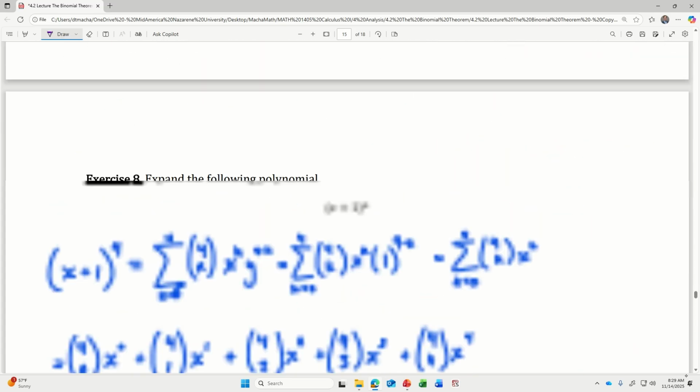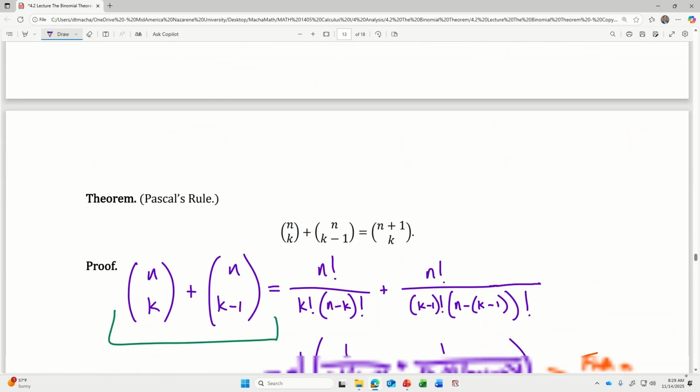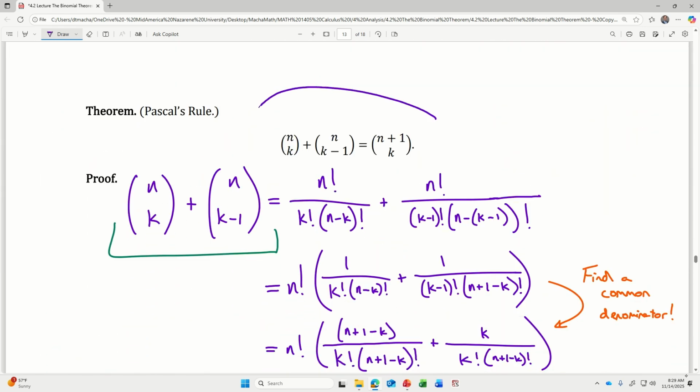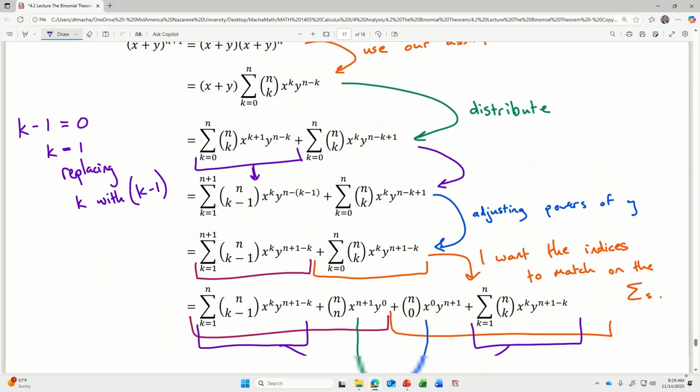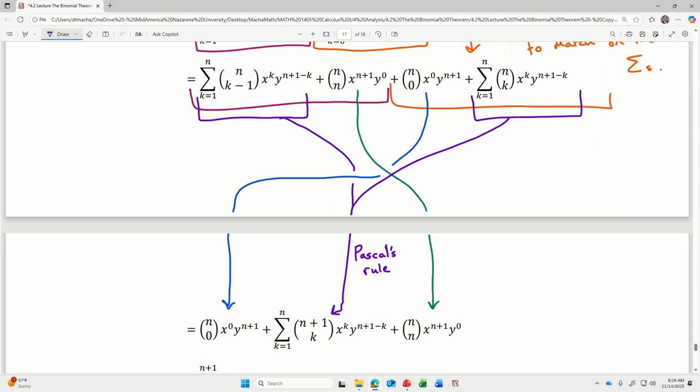So go back and find that. Here's Pascal's rule. N choose k plus n choose k minus 1 equals n plus 1 choose k. That's exactly what we are invoking here in order to smash those two sums together. And that's why my new coefficient is n plus 1 choose k. But otherwise, the indices stay the same, the powers of x stay the same, the powers of y stay the same. I'm just adding those two sums.